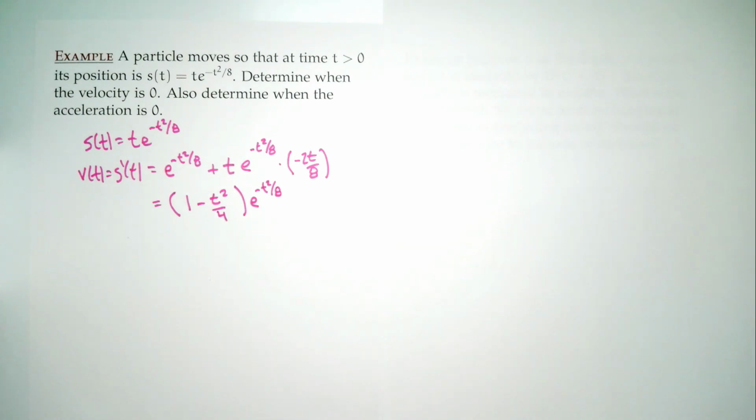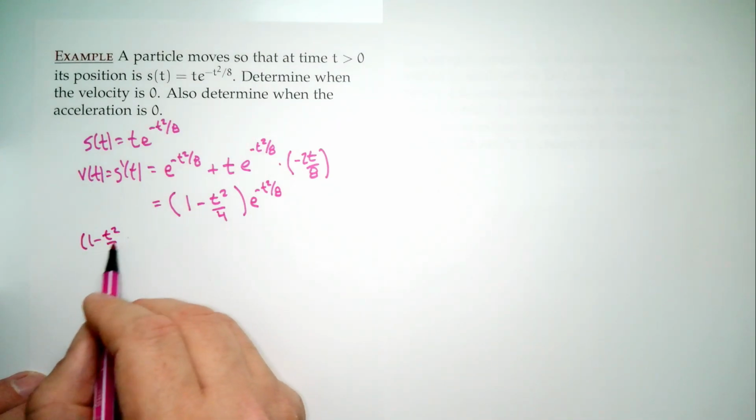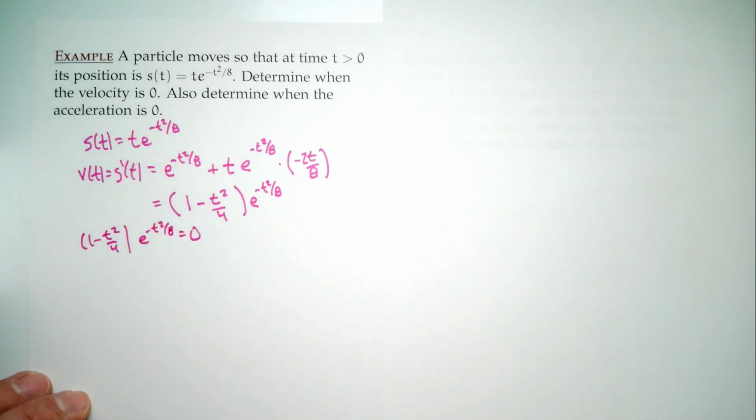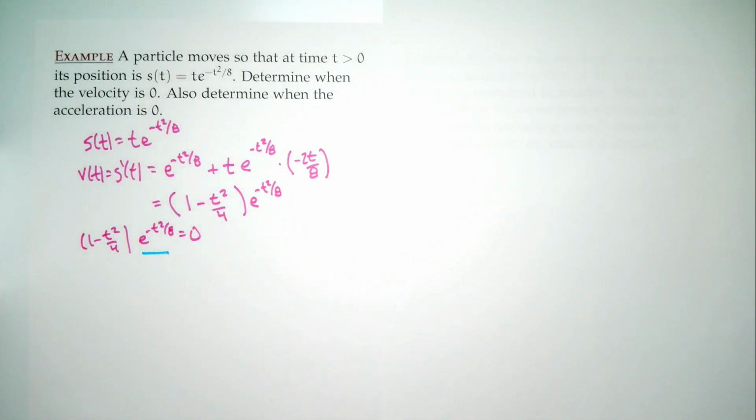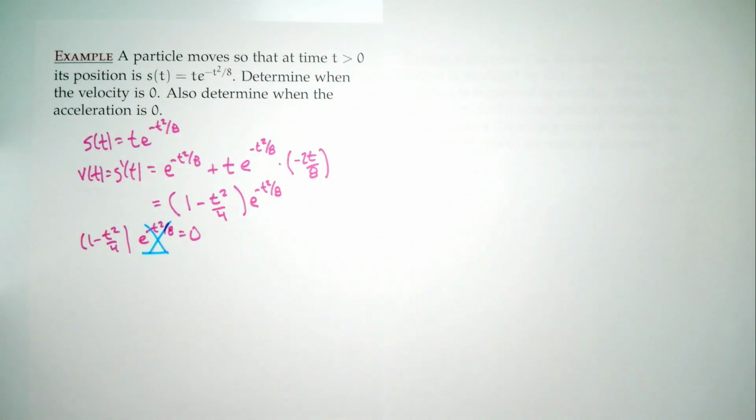Now, one of our questions was, when is the velocity 0? So let's figure that out. When does 1 minus t squared over 4 times e to the minus t squared over 8 equal 0? So our 0 could come from one of two places, because there's two things multiplying. When does e to the minus t squared over 8 equal 0? When t is... Yes, that's the correct answer. There's nothing. Good. All right. You're on the ball. Okay. How about this? When does 1 minus t squared over 4 equal 0?